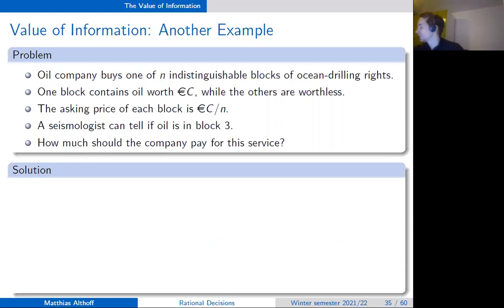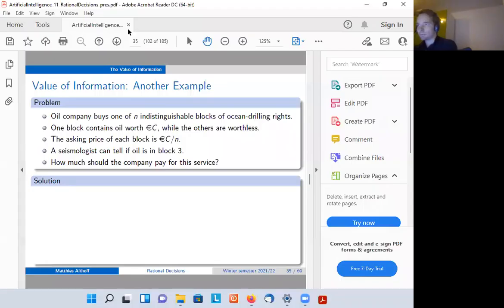So maybe I still try to explain it step by step using my mouse, but it will not be particularly pretty. So let me just get the numbers up again. Okay. So let's say you first want to know what is the average profit I make if I don't use a seismologist.